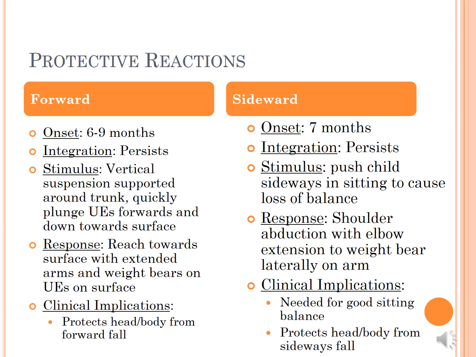Protective reactions are ones that keep you safe. If you lose your balance outside of that righting reaction towards midline, if someone, your big brother, comes along and shoves you, big shove, so you can't even hope to come back to midline, you can put your hand out, stop yourself, protect yourself from falling. Forwards is the one that comes on first.